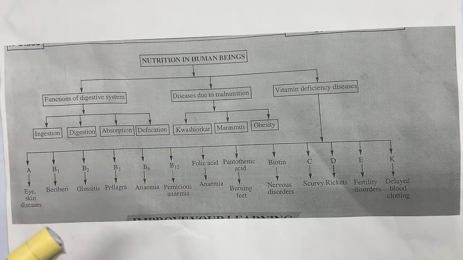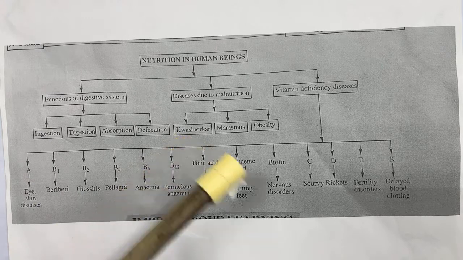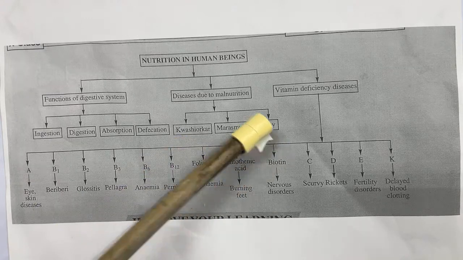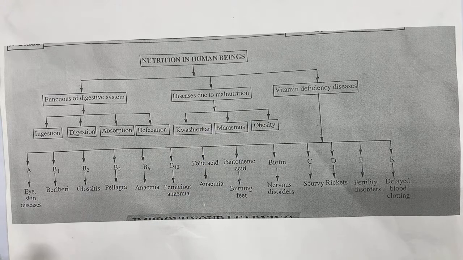And these diseases, kwashiorkor, marasmus, and obesity, are called malnutrition. Mal means bad, and nutrition means a balanced diet. That means a very bad balanced diet we consider as malnutrition. So here comes the second one, which is called marasmus. Marasmus is the deficiency of not only proteins but also calories.